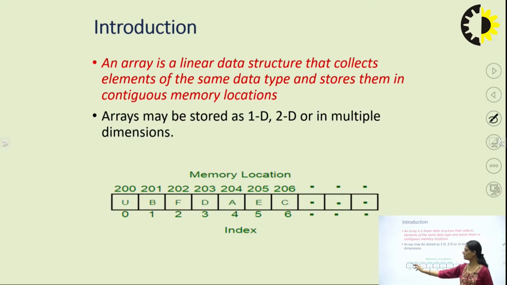We are considering the C language, so the character takes 1 byte of memory. 200 is the base address, that is the first element's address, and thereafter 201 is the next one, 202 is another one, and it goes on up to n. Suppose we have n elements, then it goes on and on. So we can see that elements are stored in contiguous memory locations. This is just a brief about the 1D array.